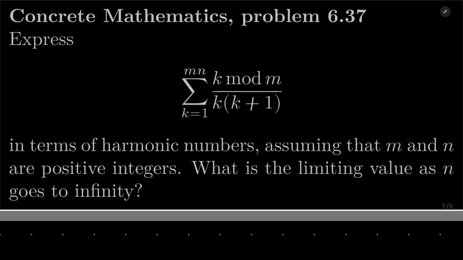Hello friends, in this video I'd like to solve the following problem from the Concrete Mathematics textbook, problem 37 from chapter 6. We wish to express the following sum from k equals 1 to m times n of k modulo m over k times k plus 1 in terms of harmonic numbers, assuming that m and n are positive integers. And finally, we wish to find the limiting value as n goes to infinity. M is fixed, n goes to infinity.